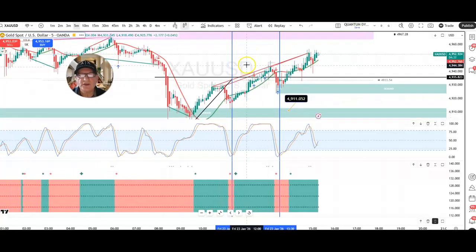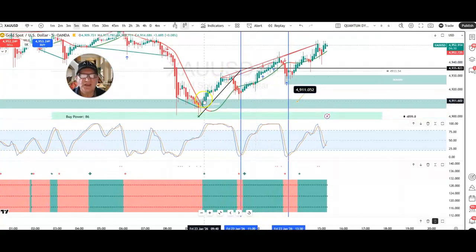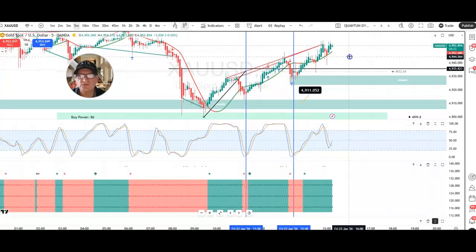And what you're looking for is the price to change direction and move above the 50 moving average. So if it's green, then you are looking for buys only. Buying on a pullback makes sense. Buying on demand makes a lot of sense.